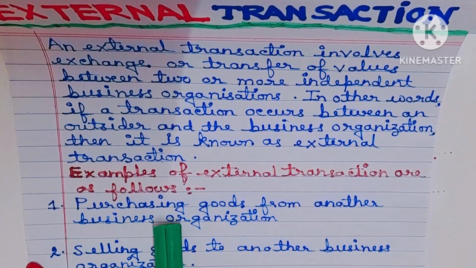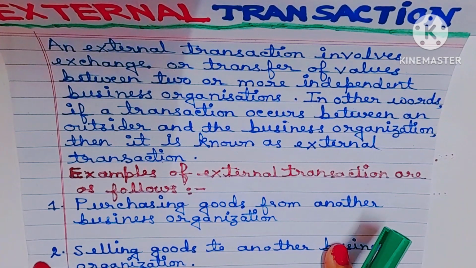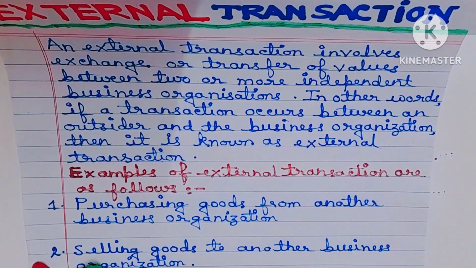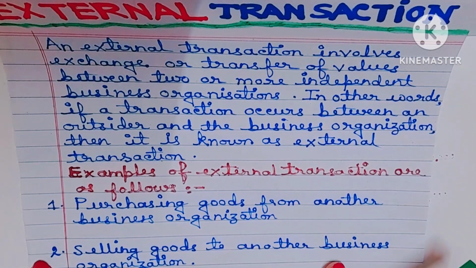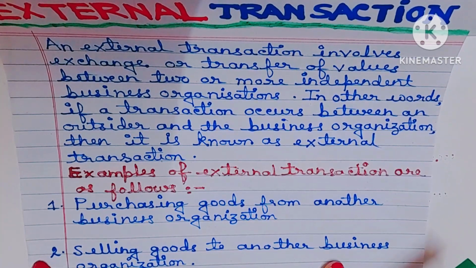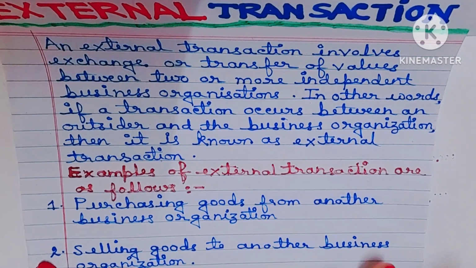Number 1, purchasing goods from another business organization. For example, A limited company purchases goods from B limited company. Number 2, selling goods to another business organization. Let me be more specific. Let's say X limited company sold goods to Y limited company. This is known as external transaction.